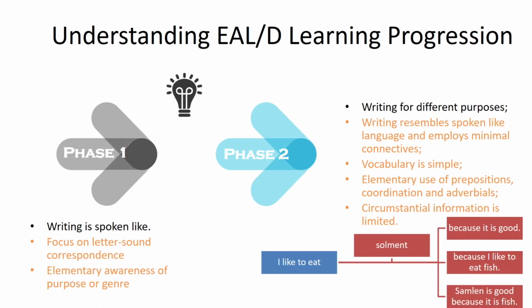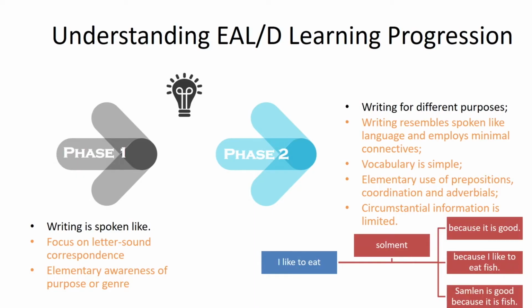If we map that piece of writing onto the ELD learning progression, very helpful to see where the students are. So the students are showing some understanding of letter-sound correspondence and very elementary awareness of purpose of genre. And the writing resembles most spoken-like. It's everyday, it's the here and now. And vocabulary is simple, elementary use of prepositions, and some circumstantial information. But it's all right, it's basic.